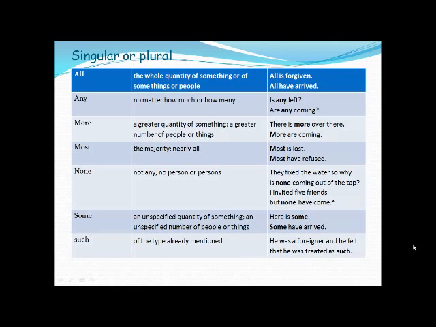None. This means not any, no person or persons. For example, they fixed the water, so why is none coming out of the tap? I invited 5 friends, but none have come. Some. This means an unspecified quantity of something and an unspecified number of people or things. For example, here is some, and some have arrived. Such. This means of the type already mentioned. For example, he was a foreigner and he felt that he was treated as such.